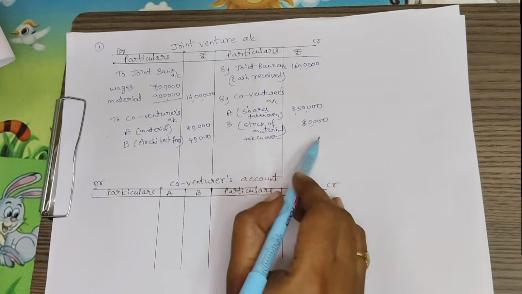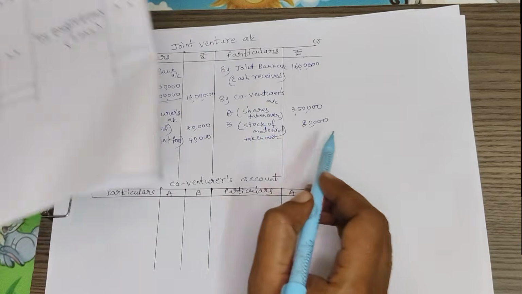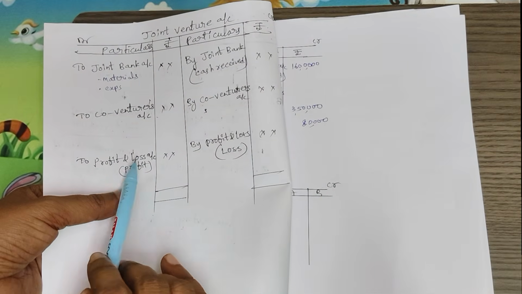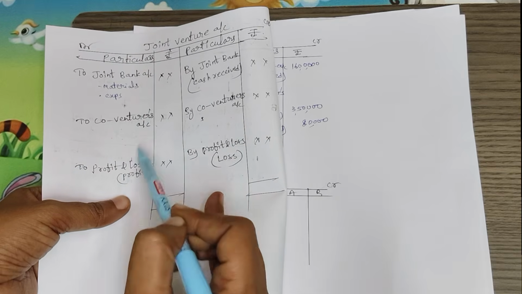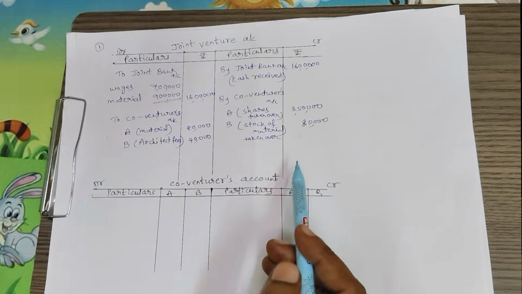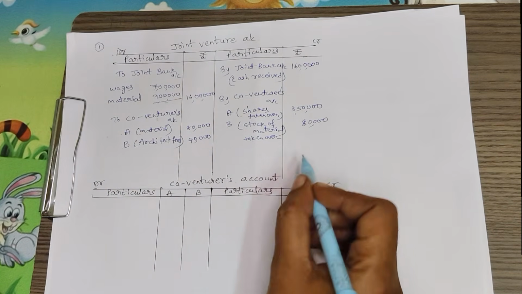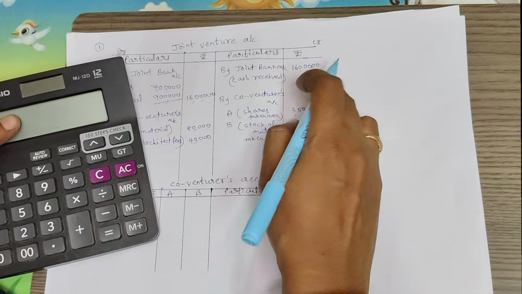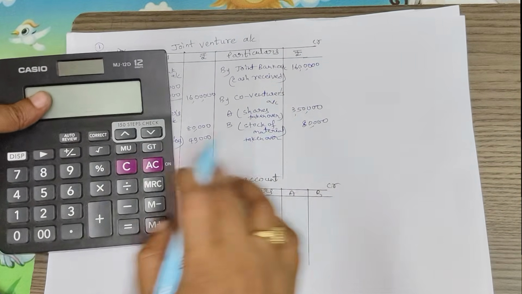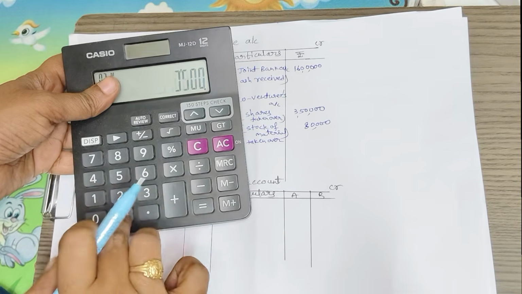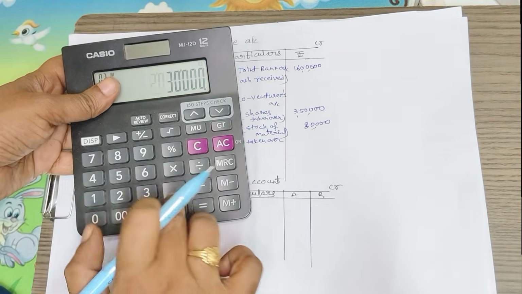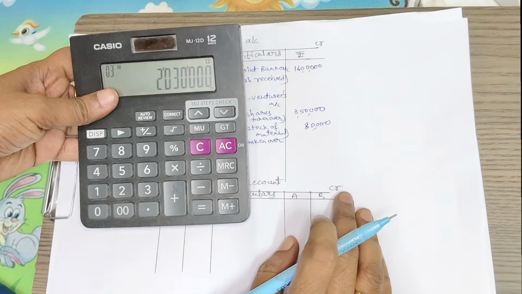So after writing these values, what should we write? We need to find out the profit or loss. If your credit is more, you will get profit. If debit is more, you will get loss. Let's see. So here 16 lakhs, 3,50,000, 80,000. What is the total? 16 lakhs plus 3,50,000 plus 80,000. How much? 20 lakhs 30,000.